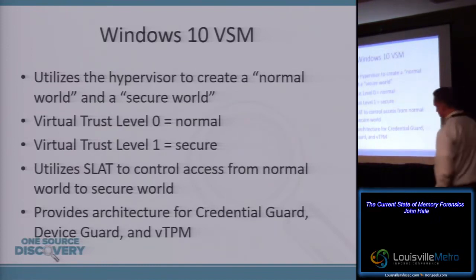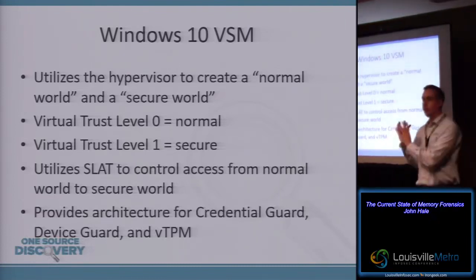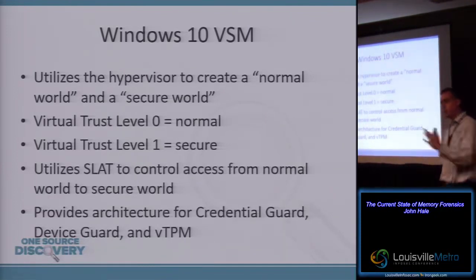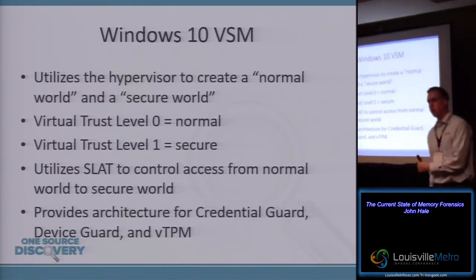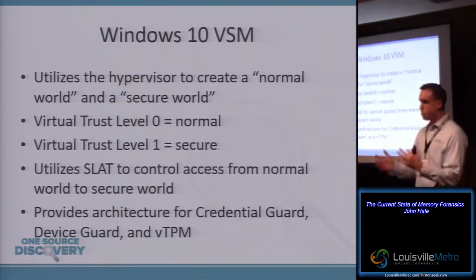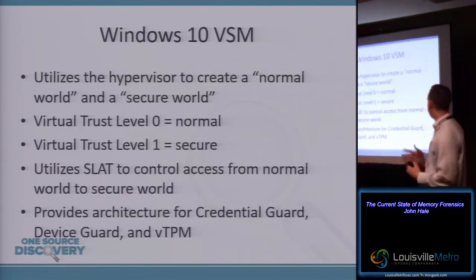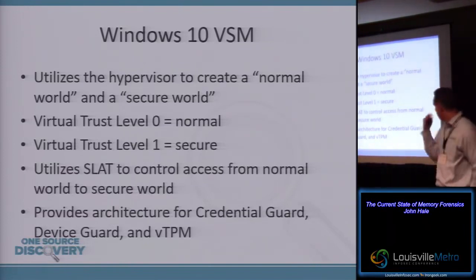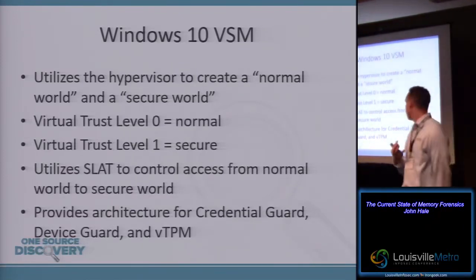But essentially what VSM does is it utilizes a hypervisor, and it splits things into a normal world and a secure world. And it assigns virtual trust levels, or VTLs, to each of those worlds, where VTL 0 is the normal world, VTL 1 is the secure world, and VTL 1 is more trusted than VTL 0. So it's similar to our ring model, but it's not the same. You still have ring 3 and ring 0 in each of the worlds. And I've got a graphic here in a minute that should help explain this.